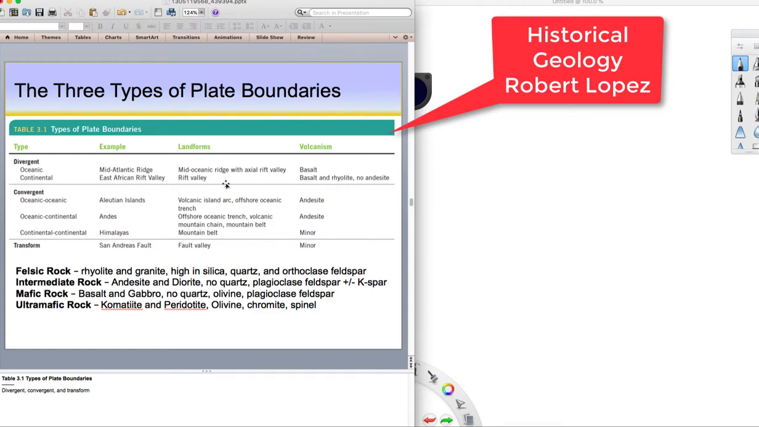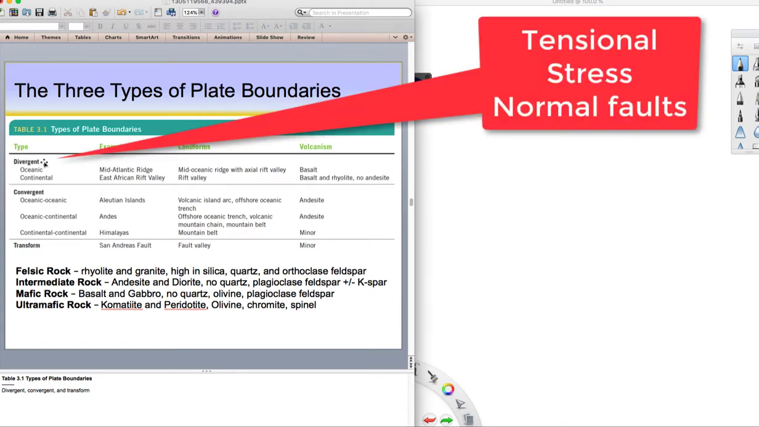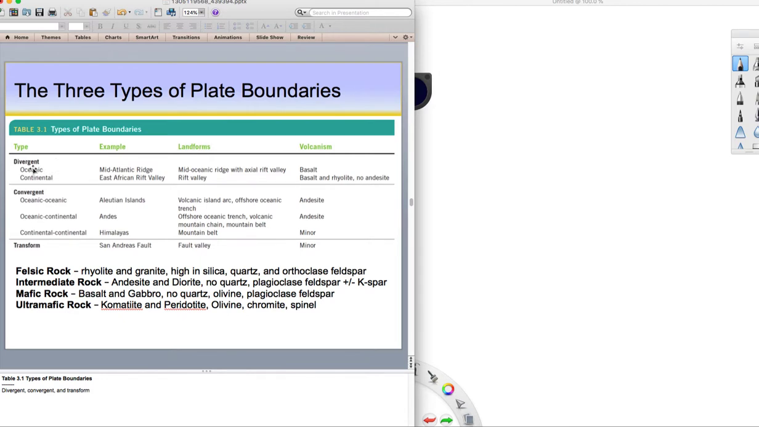I am Robert Lopez. We're going to look at the three types of plate tectonic boundaries. The first one is called divergent, and divergent boundaries have tensional stress where there's pulling apart, and that's where we see the mid-oceanic ridges, the seafloor spreading. Tensional stress and divergent boundaries occur in the oceanic setting.